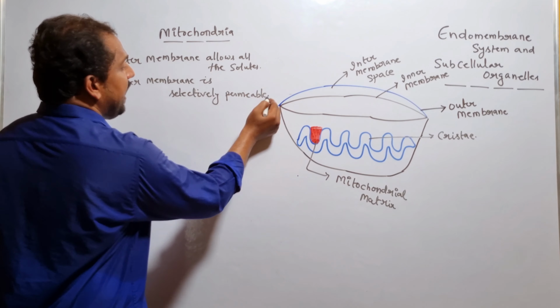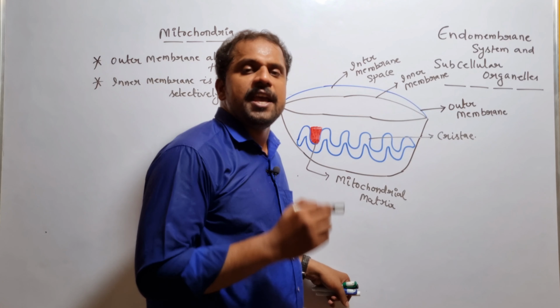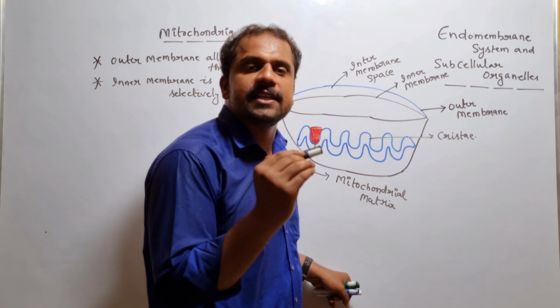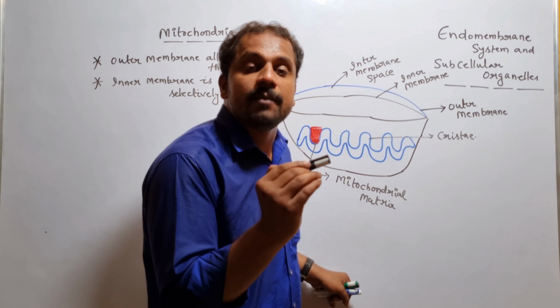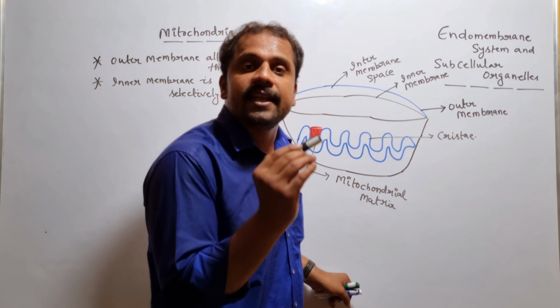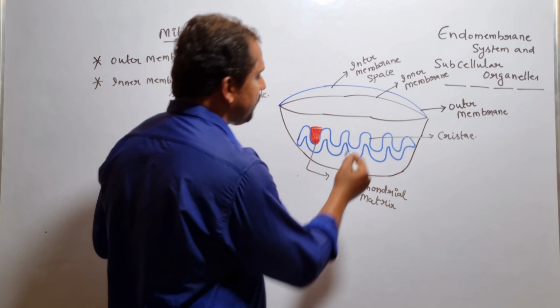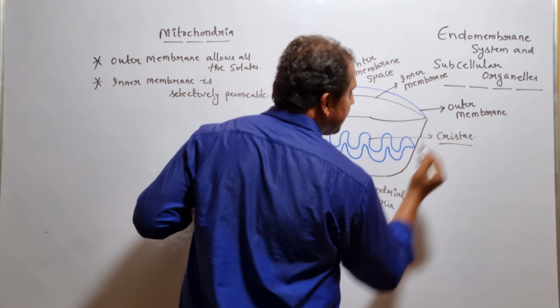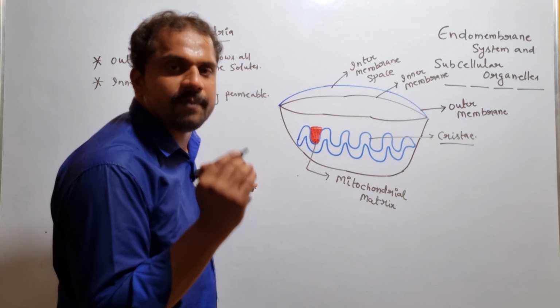Selectively permeable, right? And in association with the inner membrane of the mitochondria, we can observe a specific homogeneous substance which is nothing but what? Mitochondrial matrix. In association with the mitochondrial matrix, we can observe certain inner folding-like structures which are nothing but what? Cristae. The cristae are responsible for increasing the surface area of the particular mitochondria.